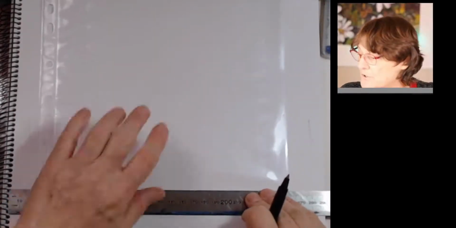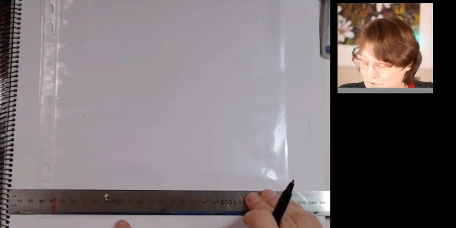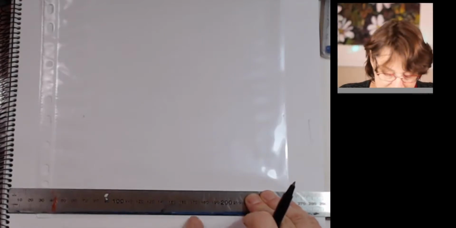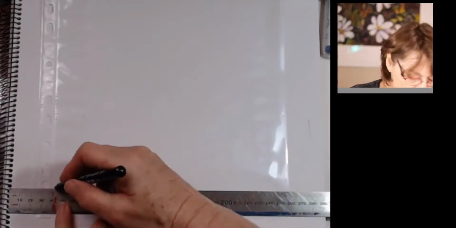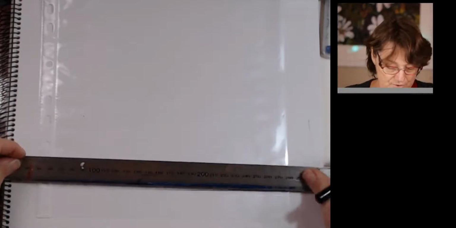Now, you might notice that there's no, you can't really notice. There's a tiny bit at the end there, and the reason why I've left that is because that's the inside of the pocket, the join, which is slightly above that edge. So I'm simply going to draw a line across the ruler.